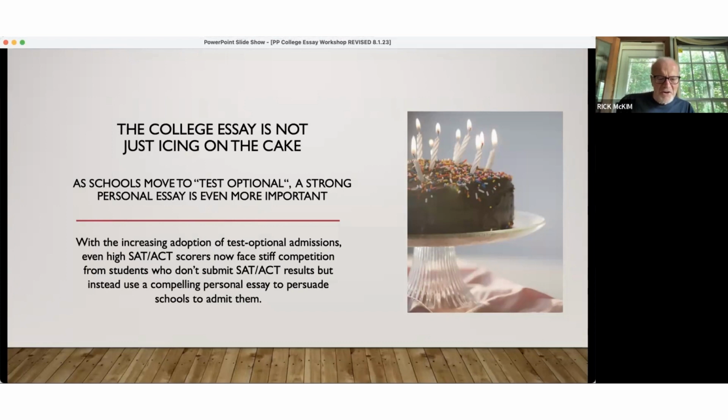Even high scorers on those standardized tests now face stiff competition from students who don't submit test scores, but instead use a compelling personal essay to persuade schools to admit them.